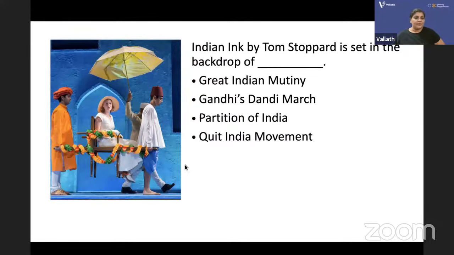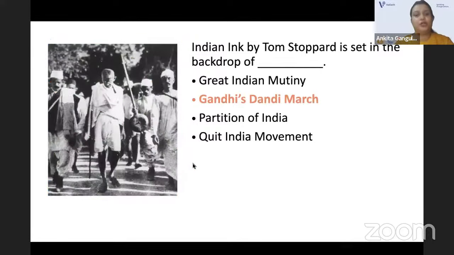Okay, Indian Ink. Look, two Indians are there. Indian Ink by Tom Stoppard is set against the background of the Great Indian Mutiny, Gandhi's Dandi March, Partition of India, or the Quit India Movement. Tarun Tejpal's publisher is India Ink, whereas Tom Stoppard wrote Indian Ink. Ankita, your turn. I think it was set in the backdrop of Gandhi's Dandi March. Dandi March, 1930. That is the setting of Indian Ink by Tom Stoppard.